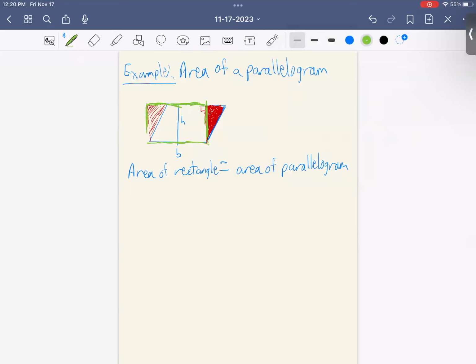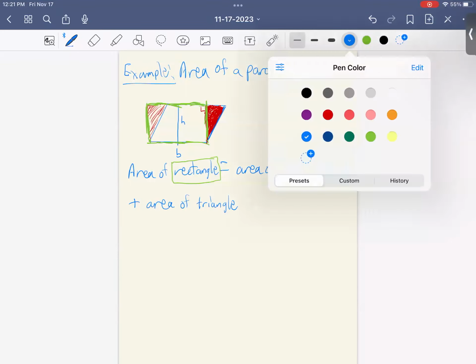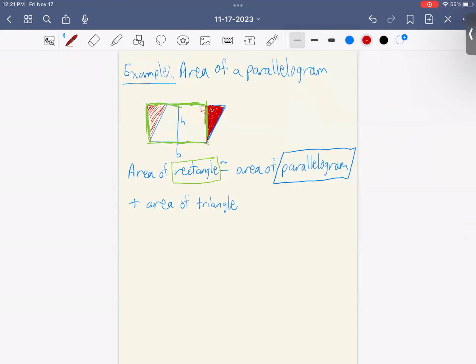Right, this is the rectangle. So the area of the rectangle, which I'll box in green so you know what I'm talking about, is the area of the parallelogram, which I'll box in blue here, and then we have plus the area of the triangle, which I'll box in red, right? So it's the area of the parallelogram plus the area of this triangle, but minus the area of this triangle, right? I take the parallelogram, I add on this triangle, and I take off this triangle.